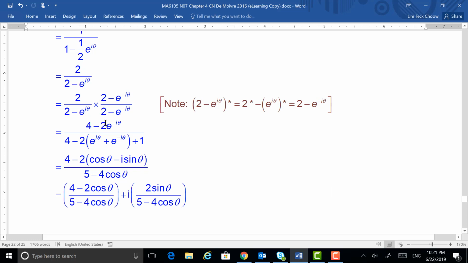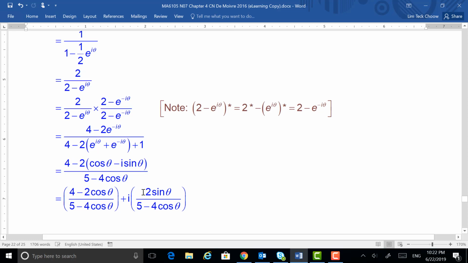And for the numerator, right? For the numerator, this one is actually e to the power of minus i theta, which can be expressed as cos minus i sine. And then tidying them out, you now have the real and then the imaginary, right? The real and then the imaginary.